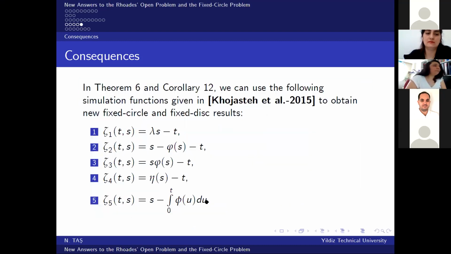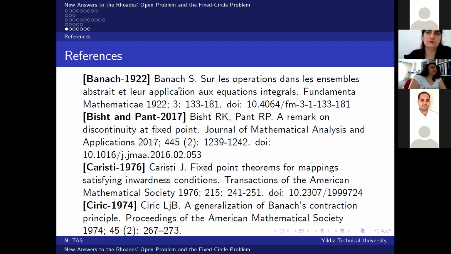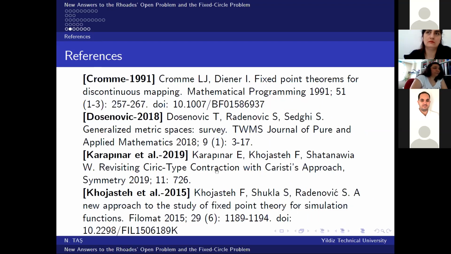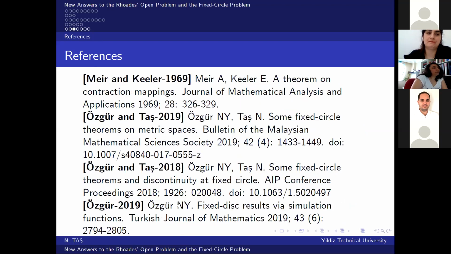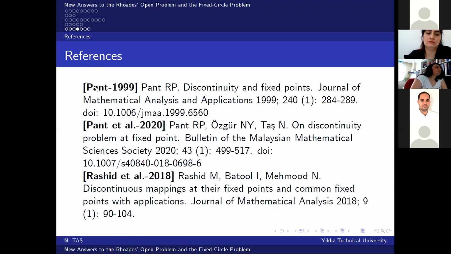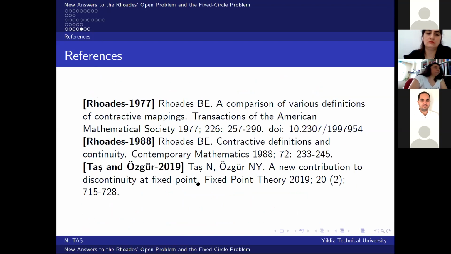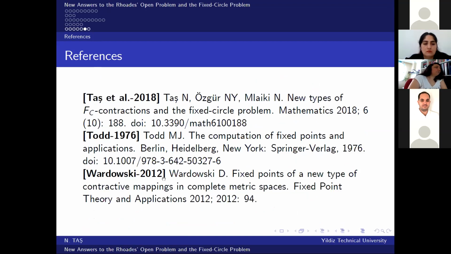Also, the results obtained using the simulation functions can be considered special cases. For these special cases, we use these simulation functions. For references, the main references are Karakaya, Sirik, also Karapınar et al., Mirpler, Özgür, Taş, Özgür, Pant. These references are very important as applications. Twardowski references.